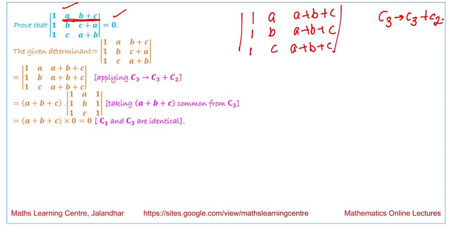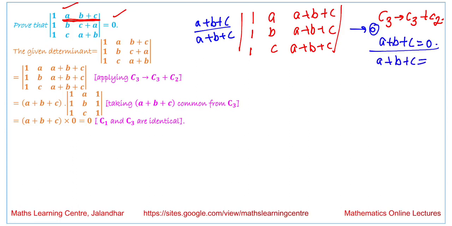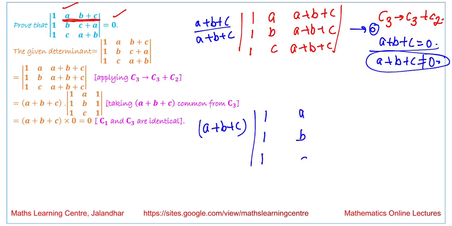Now if we multiply and divide this determinant with a plus b plus c, why can we do so? Because if a plus b plus c is equal to 0, then the value of this determinant is 0. Now suppose the case a plus b plus c is not equal to 0, then we can multiply and divide it with this term. So we can write this is equal to a plus b plus c, and then the determinant of 1 a, 1 b, 1 c.